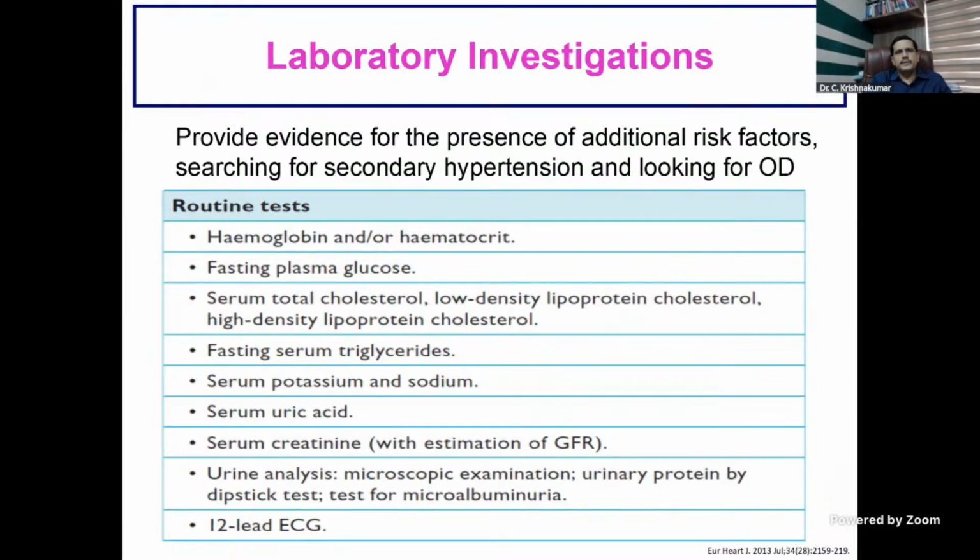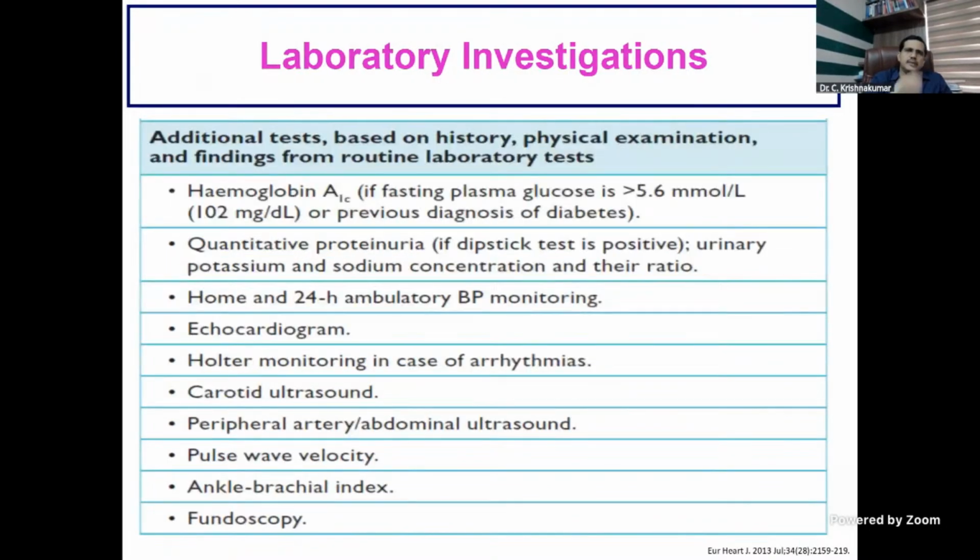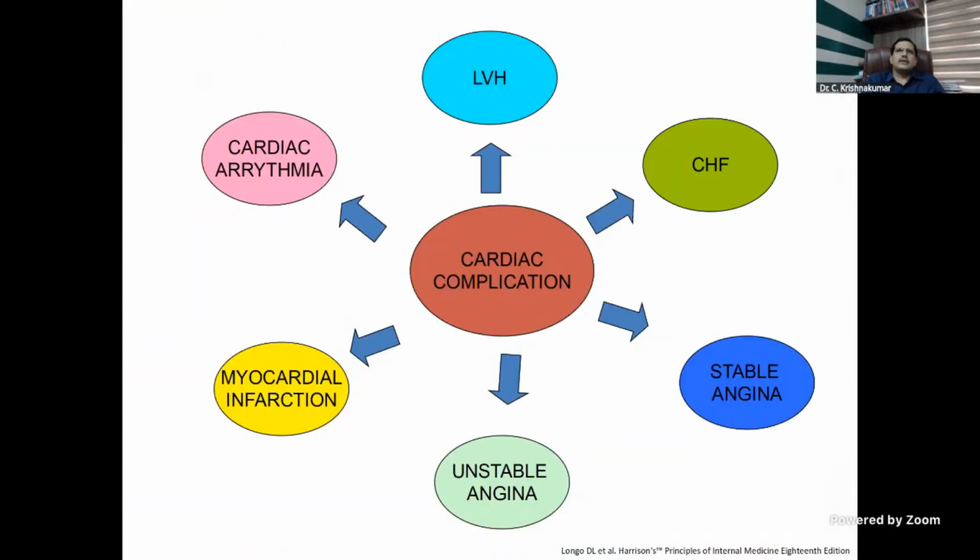Looking at the laboratory findings, hemoglobin, fasting glucose, lipid profile, fasting TGL, potassium and sodium should be measured because most of the drugs act on sodium and potassium. Serum uric acid and creatinine should be measured at the beginning of diagnosis of hypertension. Urine analysis to rule out albuminuria, and the 12-lead ECG. Then HbA1c, proteinuria, ambulatory BP recording for 24 hours, echocardiogram, Holter monitoring, carotid ultrasound, peripheral artery disease assessment, abdominal ultrasound, renal artery Doppler, pulse wave velocity, ABI, and fundoscopy.